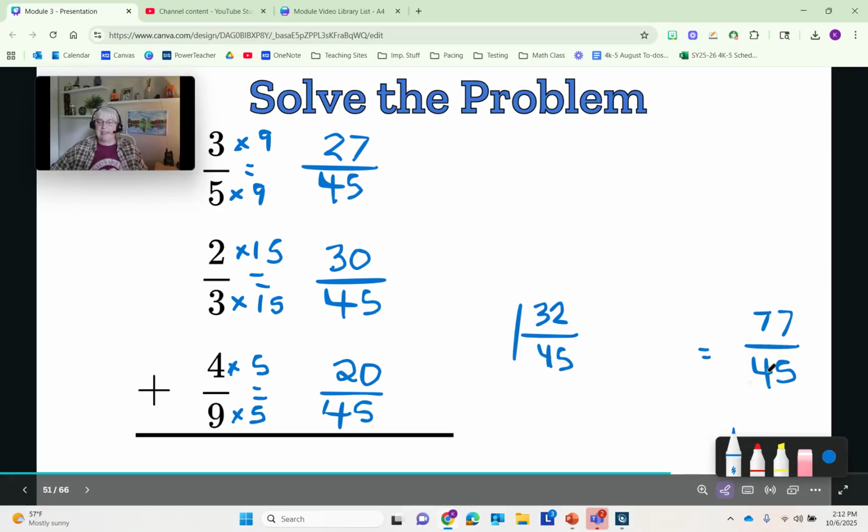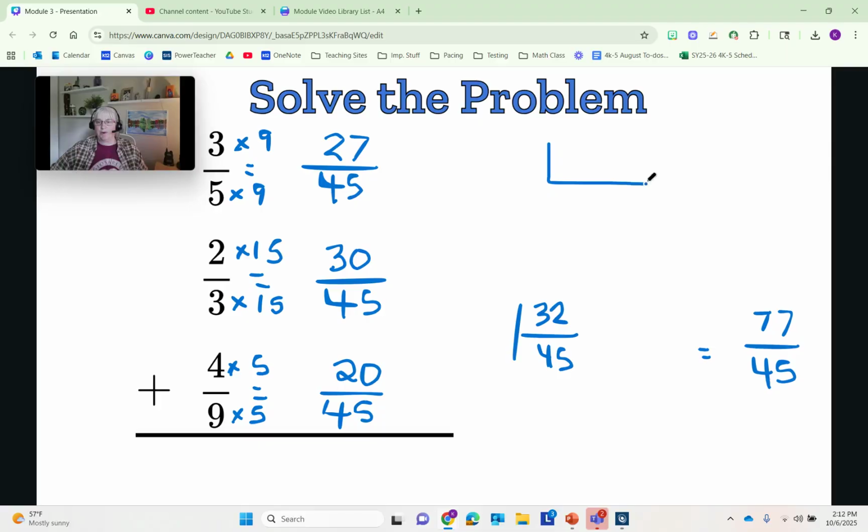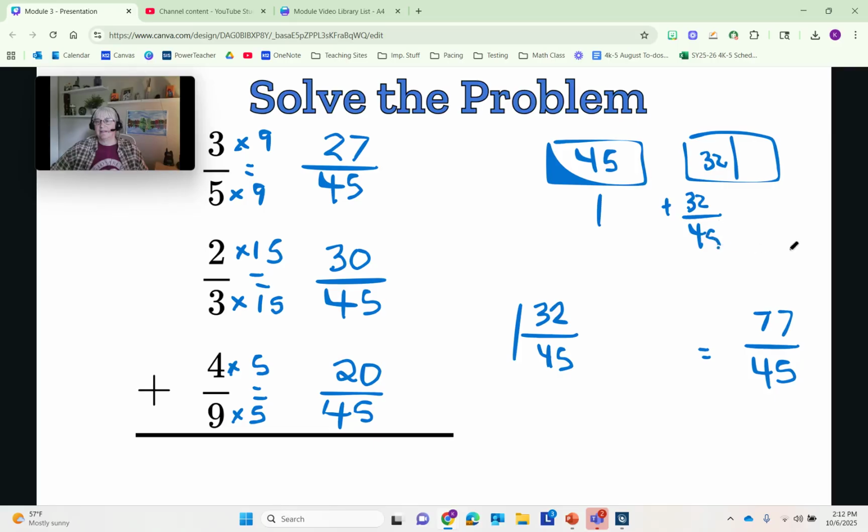Remember how I do this is I think of a bar with 45 pieces in it. And I have one whole bar like this, and the other bar, I only need 32 to get my total of 77. So this is one whole plus 32 out of 45 pieces. 1 and 32/45. I don't think this can be reduced.